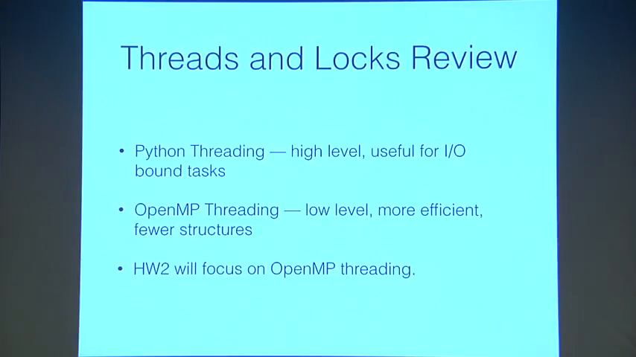The other part of the reading, which didn't get as much attention, but rightly so, was the multiprocessing, or the threading module. You have things like condition variables and semaphores. Those don't exist in OpenMP. You only have locks, and then this fork join model. Homework 2 will focus more on OpenMP threading. There won't be really any Python threads. Are there questions about Python versus OpenMP threading or threading locks at all?